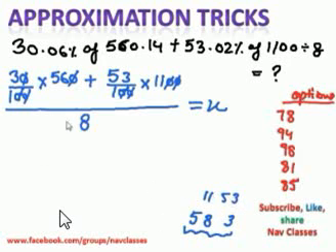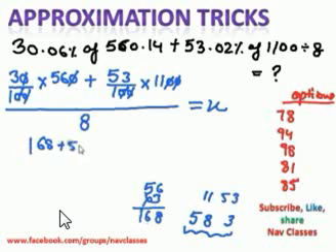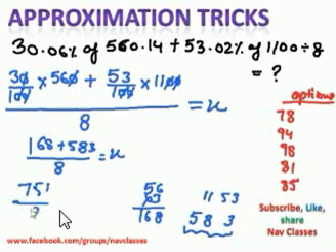Here we are going to multiply the 56 with 3. So it comes 168. So let me write down 168 plus 583, divided by 8, is equal to x. So we are going to add them. Okay, so let's add these two. See, it comes 751 divided by 8.